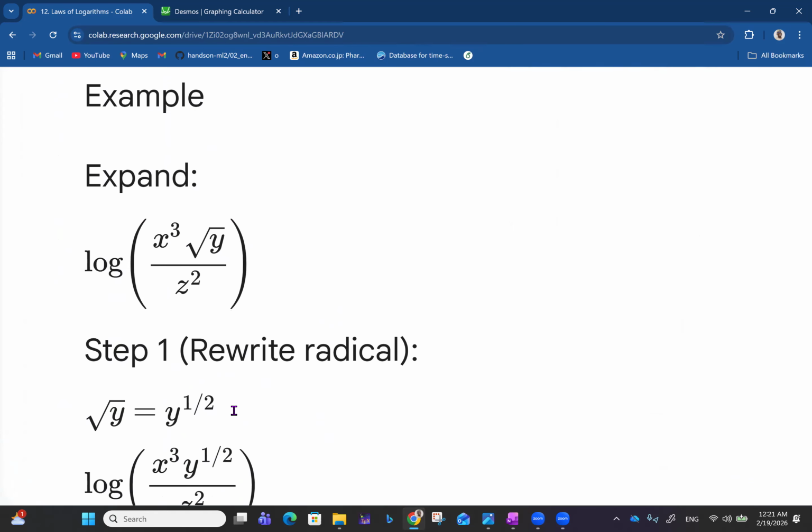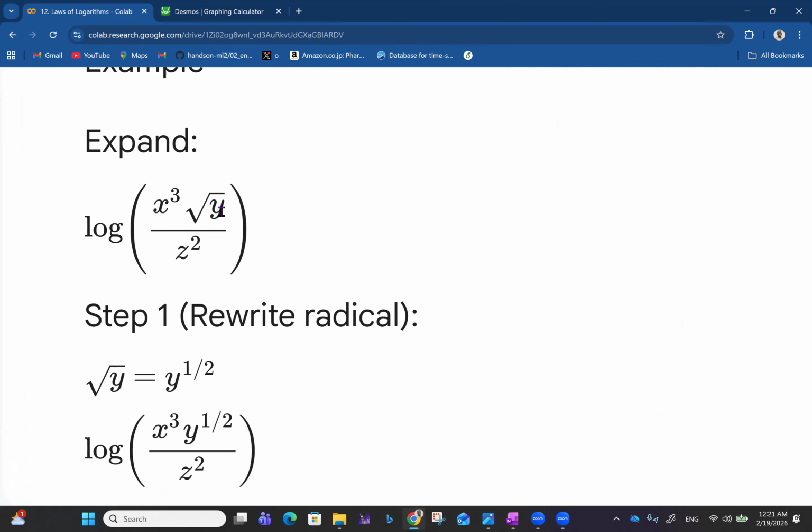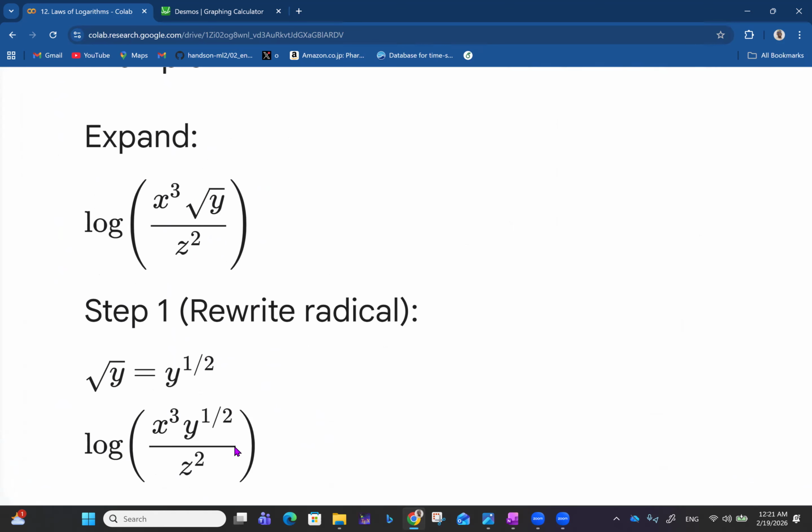So you want to expand the log of x cubed root y over z squared. The first thing is you rewrite the radicals, right? So x cubed is fine, but root y is y raised to power half. Instead of having this root sign, it's better you write it as a number, a fraction or whatever. And then this is z squared.